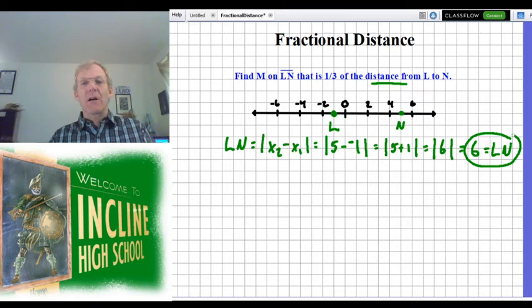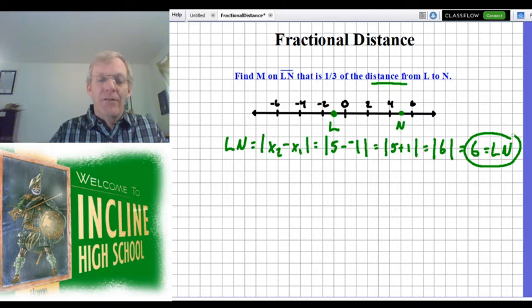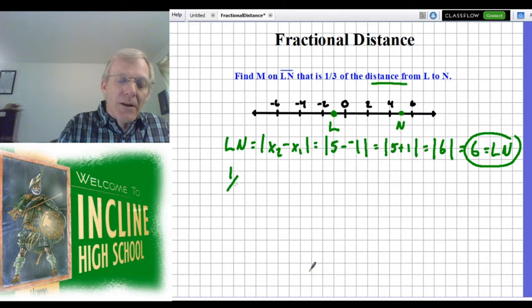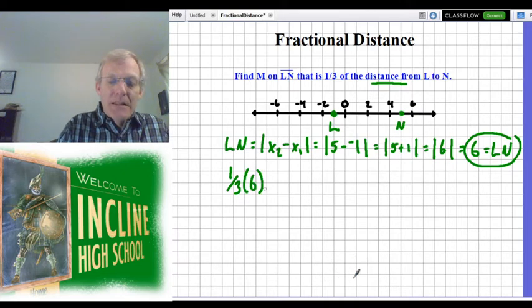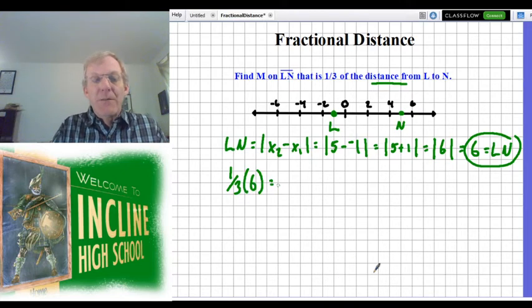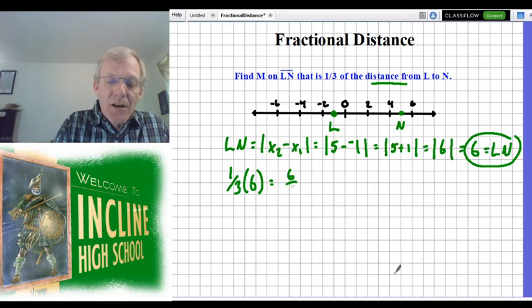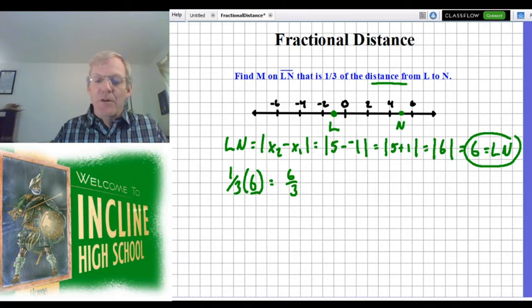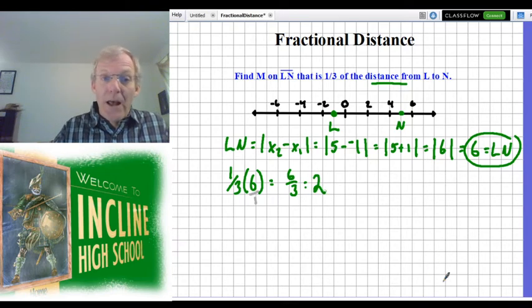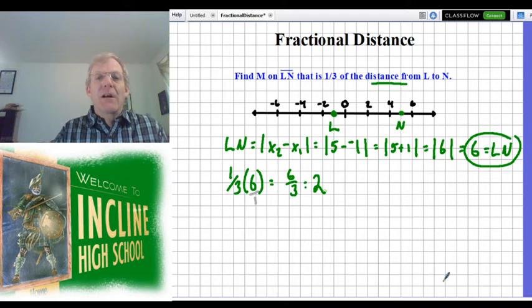We're almost there. Now what we want to do is go 1/3 of that distance. So we're going to take 1/3 times that distance, 6. 1/3 times 6 is going to be 6/3. Remember, we think of it as 6 over 1. Maybe do that in gray to remind you that that's just something you're thinking about. So 1 times 6 is 6, 3 times 1 is 3, and 3 does go into 6 exactly 2 times. So that 1/3 of the distance is 2 units.